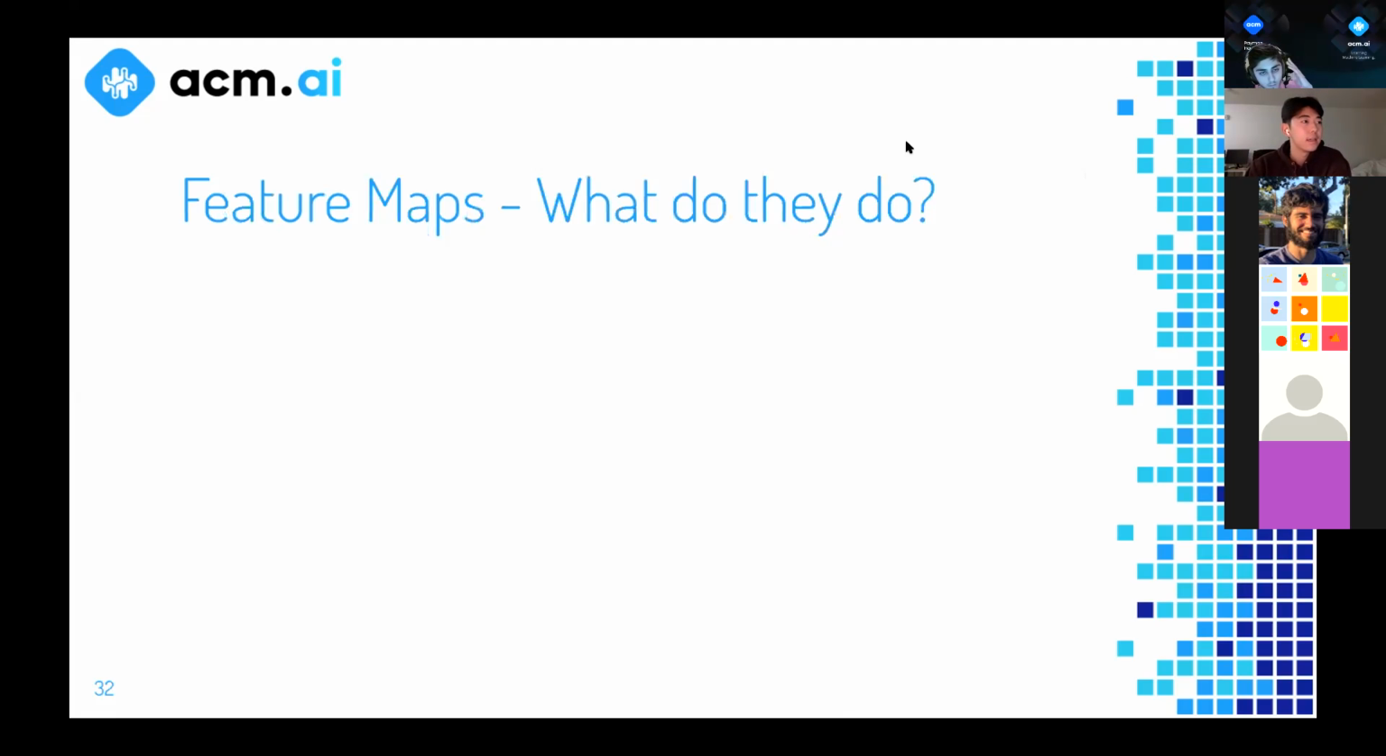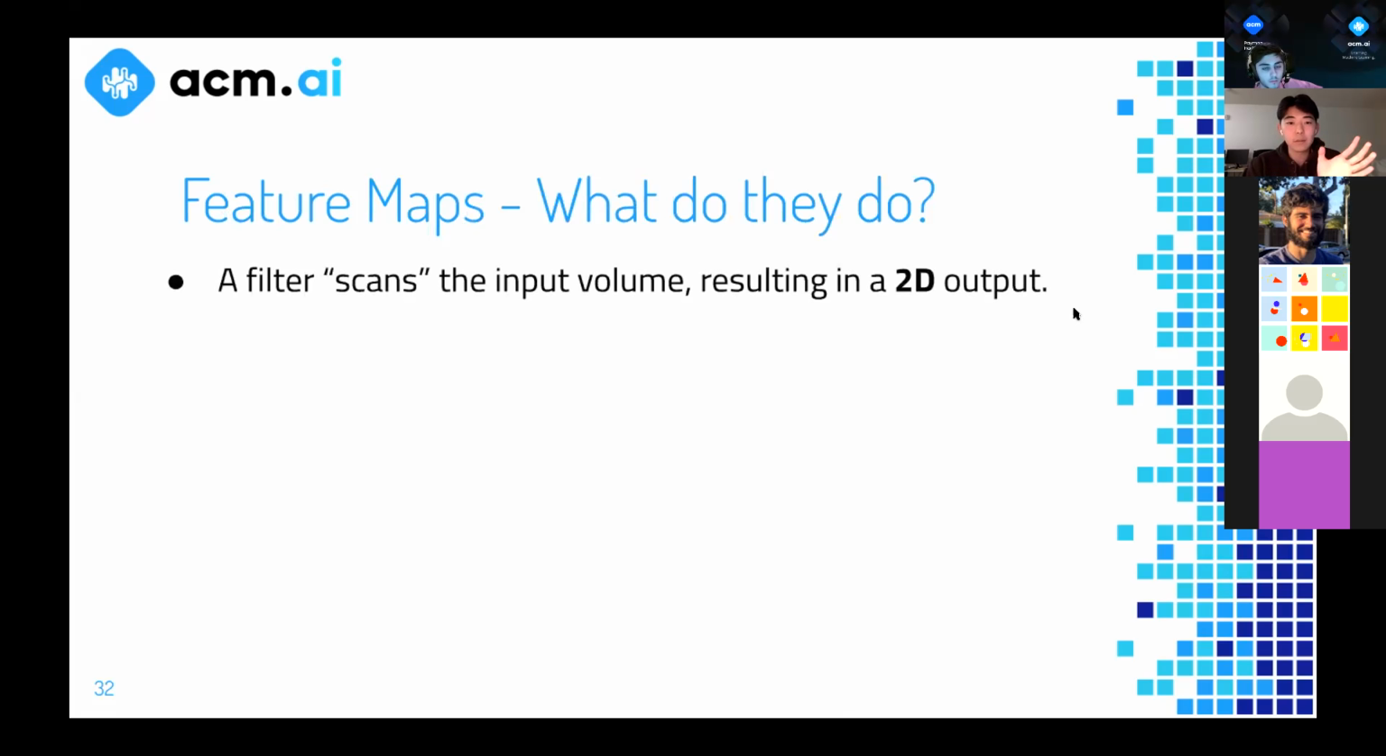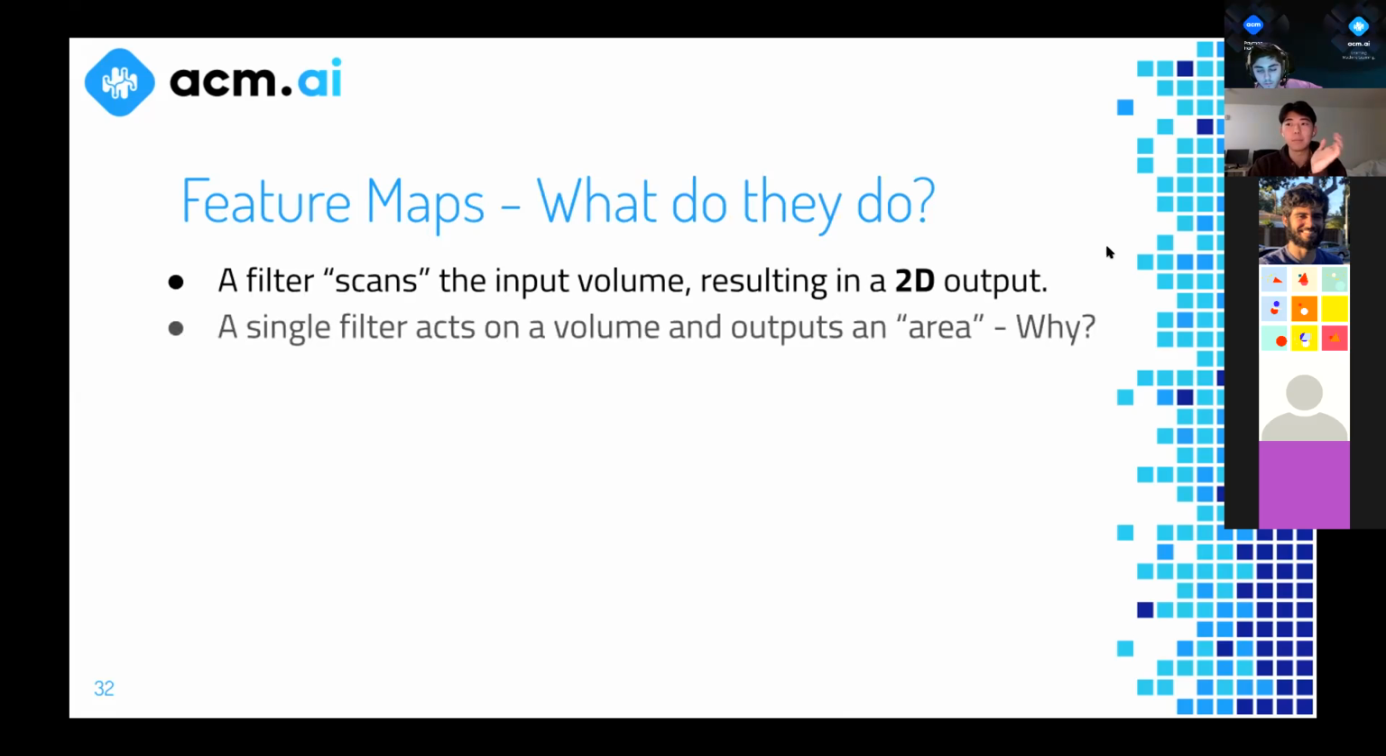So just moving on, we get into feature maps. What do they do? A filter, as we went over, will scan our input volume, resulting in a 2D output. In our example, say we have a 28 by 28 image and a filter of size 3 by 3. We'll scan and convolve around our image to get our convolved feature, and that's going to be a 2D output from our image.